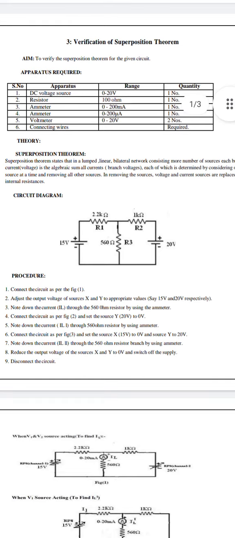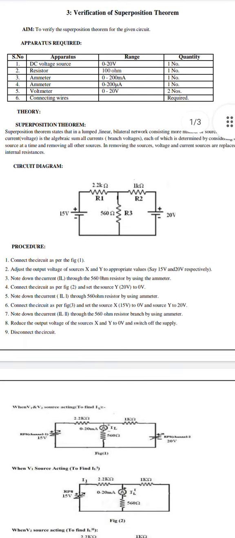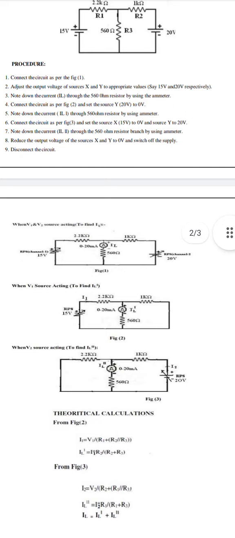Okay. In superposition theorem we will solve in three steps. I will explain one by one. In step 1 we will apply voltage V1 and short circuit voltage V2 like this. Figure 2. In figure 2 I will apply voltage V1, 15 volts, and I note down the current IL dash reading in 560 ohms. This is step 1.